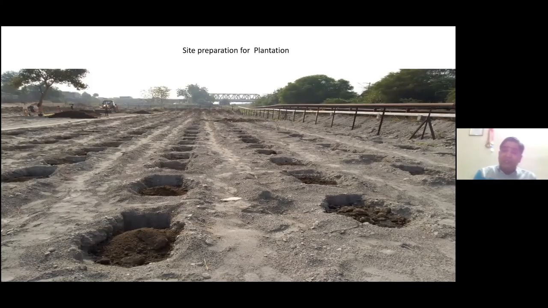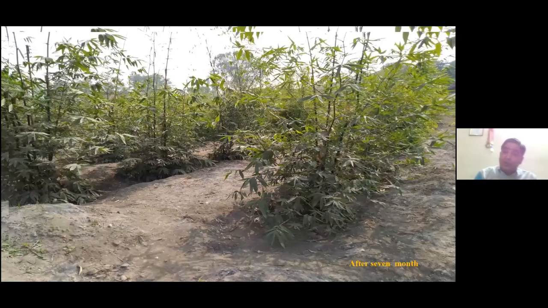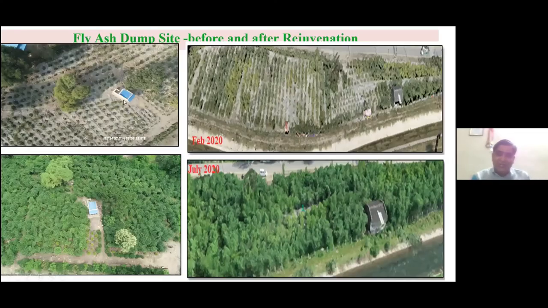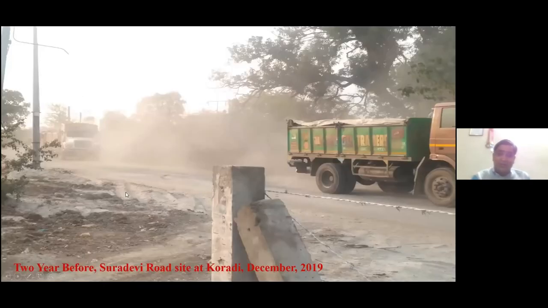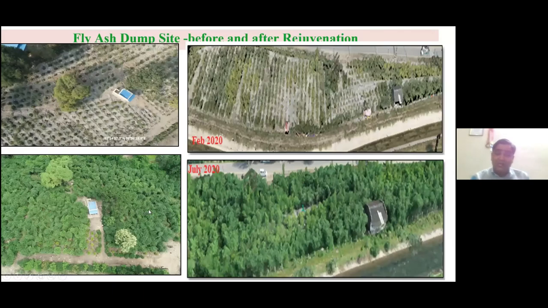Just imagine, within 7 months we converted that 200 acre fly ash dump area into this farm. You can imagine this was the earlier condition, and this is the present condition. Just you can see here the structure. This fly ash dump area has totally been converted into this form of greenery.